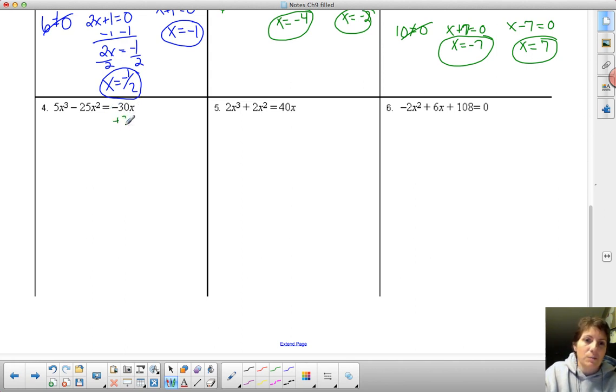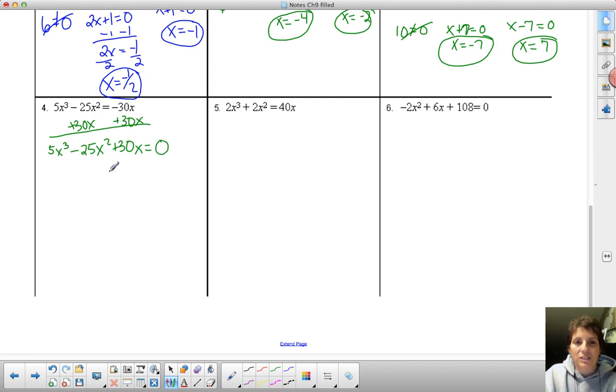I would like to work through number 4 together before I let you try one of this type on your own. Remember, it's still a solving problem, so we need to make it equal to 0 first. So in this particular problem, we have to add 30x to both sides. Descending powers of x. And now we're going to do a GCF step. What do they have in common? 5, 25, and 30. Well, they're all divisible by 5, or they're all multiples of 5.